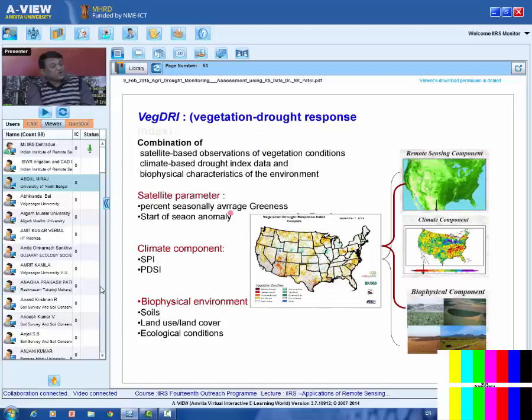The US is even going further. They are trying to develop a newer index for monitoring. There is the Vegetation Drought Response Index, which integrates satellite-derived parameters, climatic components like the Standardized Precipitation Index and Palmer Drought Severity Index, and also the biophysical environment like land use, soil types, and ecological condition to derive the final drought condition map.